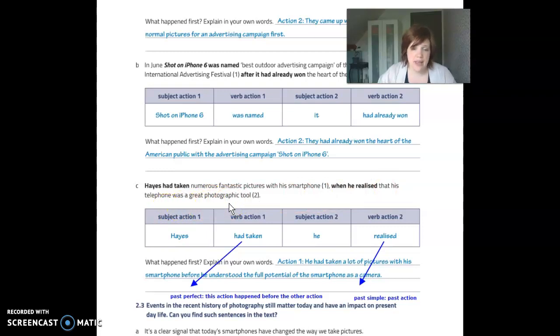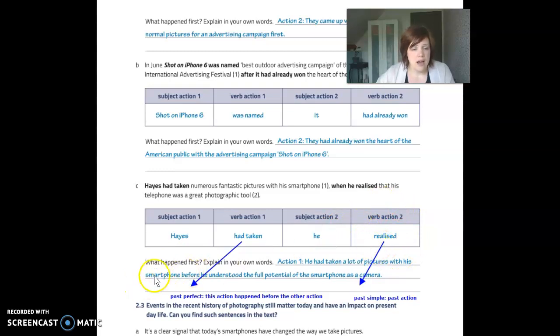What you had to do in these exercises was determine which is the first action and the second action. Now, it's not very difficult. They're printed in bold. And you then had to tell me what was the subject of the first action and the verb of the first action, what was the subject and the verb of the second action. If you have a look at this sentence, the subject is Hayes and the first verb is had taken. Second part of the sentence, the subject is he and the second verb is realized.